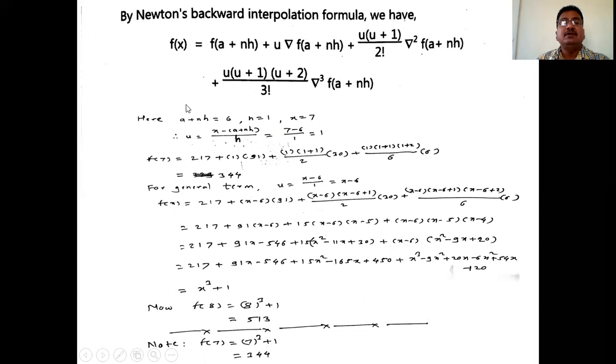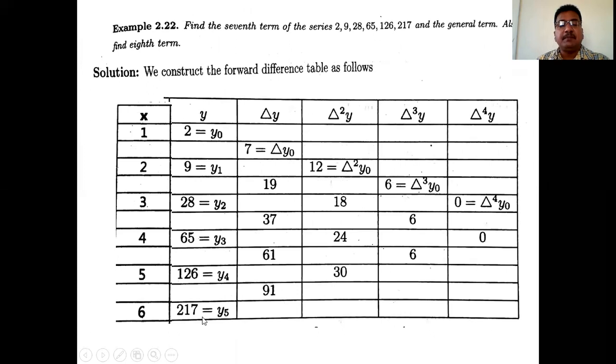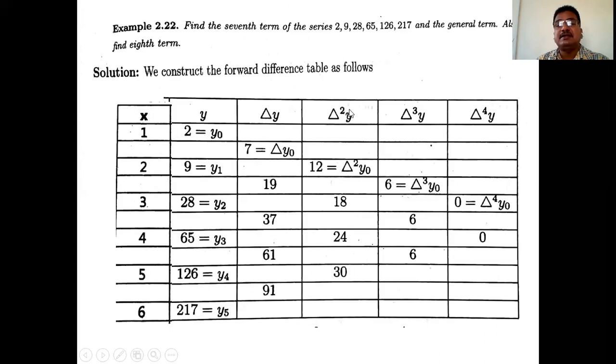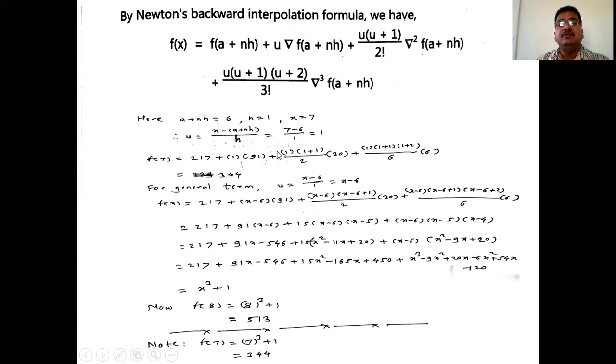And therefore, substitute the values. We have to find f(7). x is 7. So f(7) is equal to f(a plus nh). This is f(a plus nh). Then this u is 1 into del f(a plus nh). So this is del f(a plus nh), which is 91. So write that value, 91.